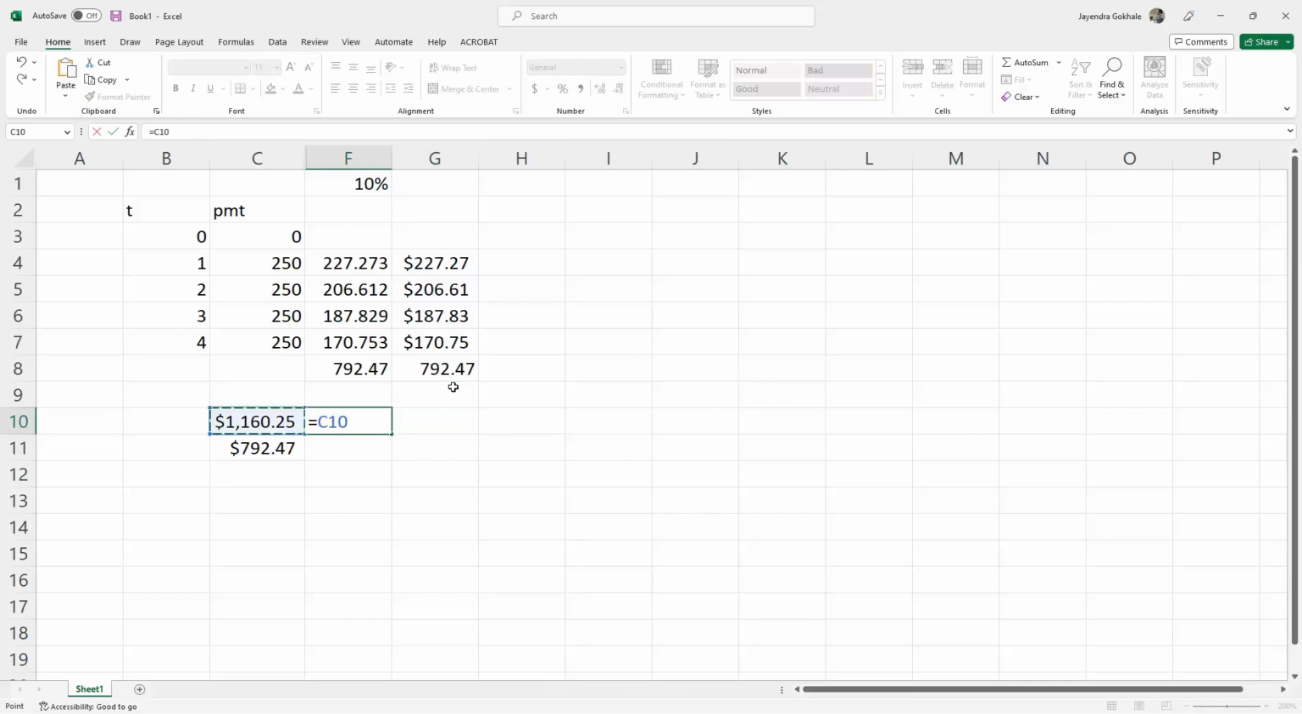Magically, we could also find out the equivalent of this divided by 1 plus r. Now, what was 1160.25? It was the future value of the annuity. To find out the present value, just discount it by 4 periods: 792.47. So you can see there are multiple ways to find out the present value of an annuity. Some of them are given here in the PowerPoint.